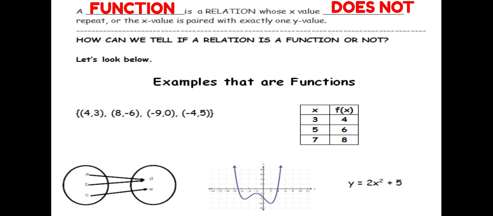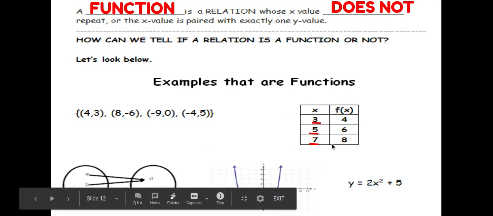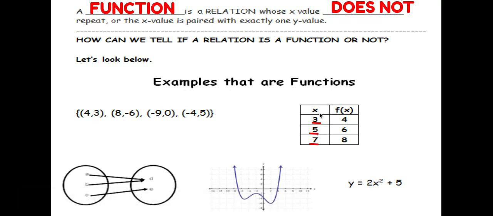Again, we're always looking to see if something is a function, the x value does not repeat. When we look at this set of ordered pairs, we know that the x values are not repeating. We have a 4, an 8, a -9, and a -4. Those numbers do not repeat. Here in our x column, we have 3, 5, and 7. Those x values do not repeat, so this is a table that displays a function.